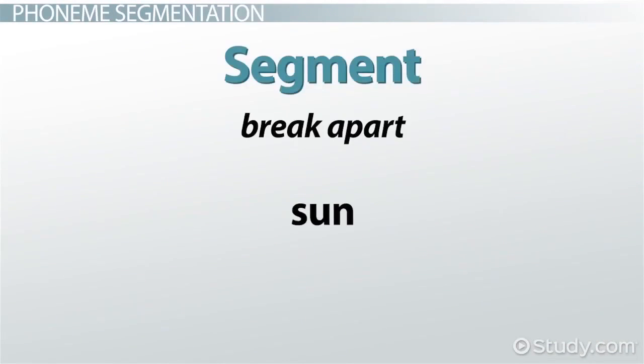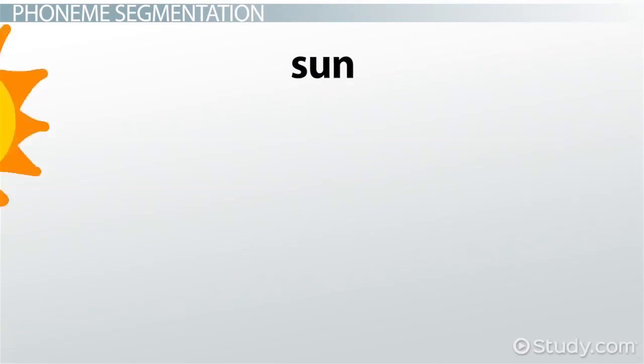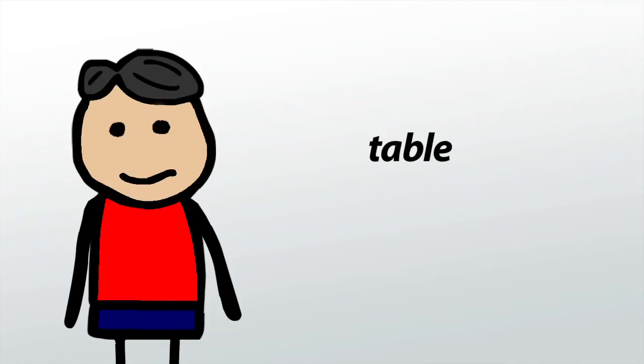You can segment or break apart any word to recognize the sounds or phonemes in that word. In order to figure out how many phonemes a word has, it's best to say the word out loud, to focus on the sounds that make up the word, rather than looking at the letters on paper. For example, if you say the word sun, you will hear that there are 3 sound units or phonemes in that word: s, u, n.